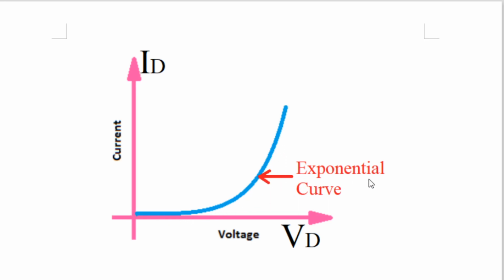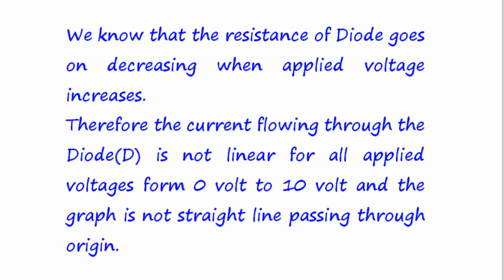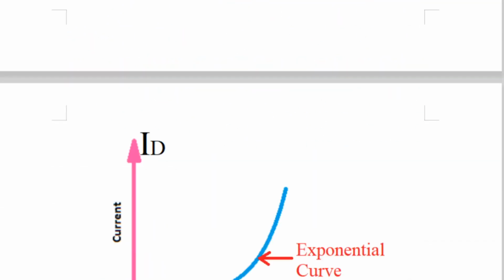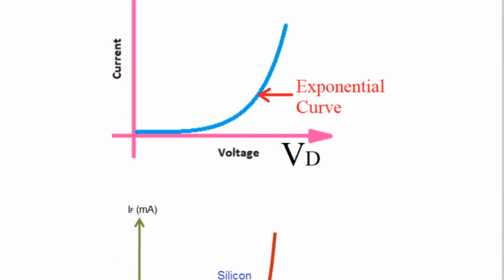This curve you see here is an exponential curve. Now, why is this curve exponential? Because inside a PN junction diode there is a junction capacitor, and when you apply the DC voltage to the diode, that is, to the junction capacitor, that capacitor charges exponentially. So it is a very simple logic.